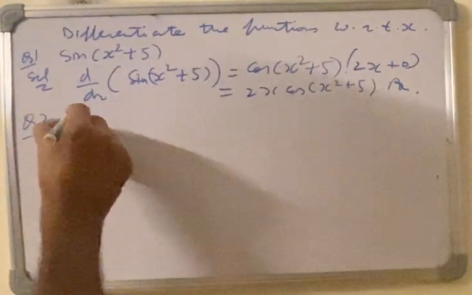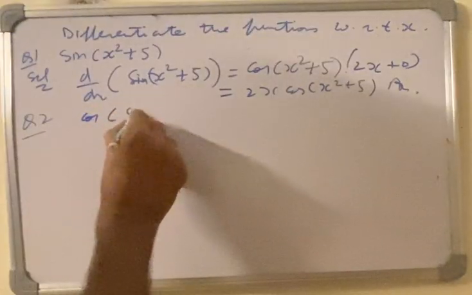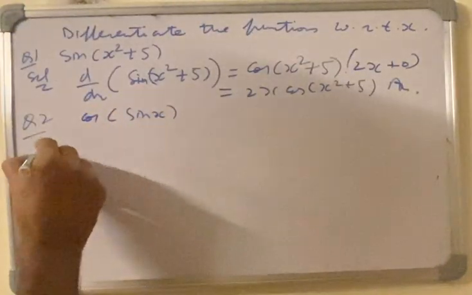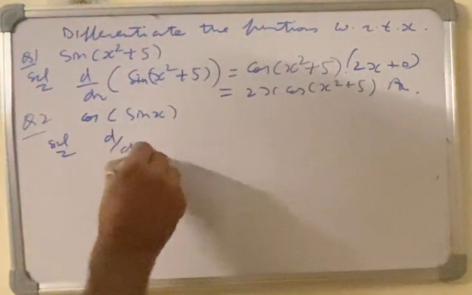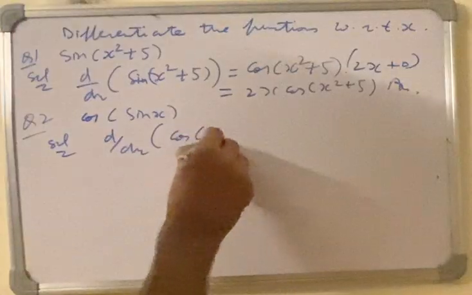Second question: cos of sin x. Solution: d by dx of cos(sin x).